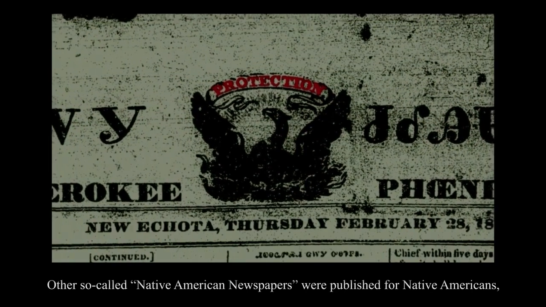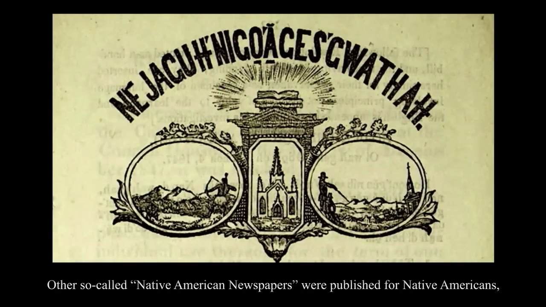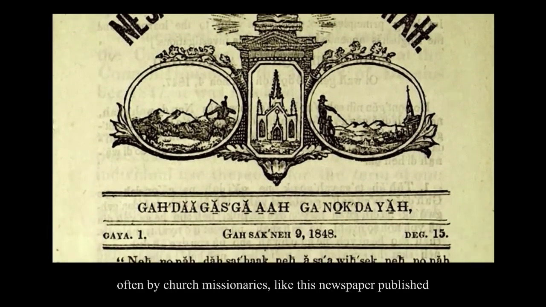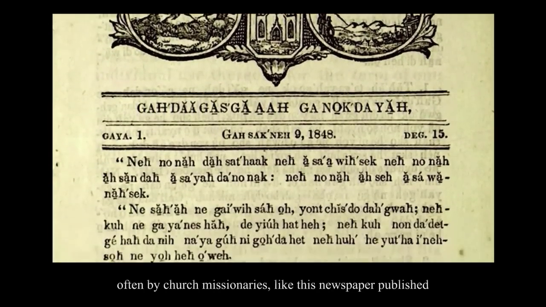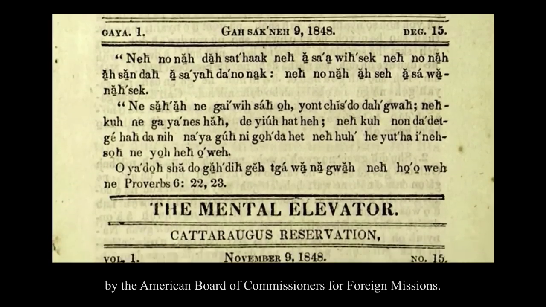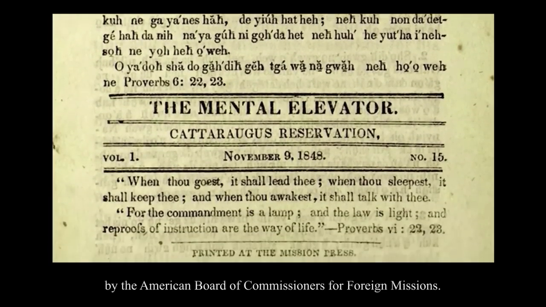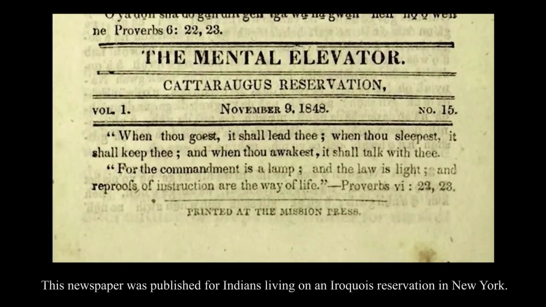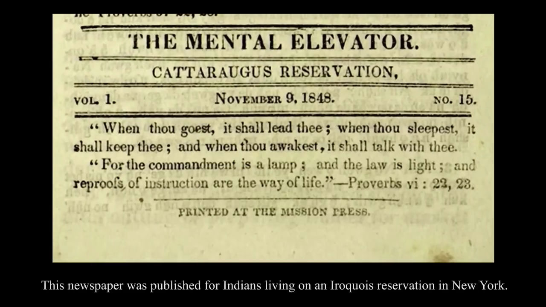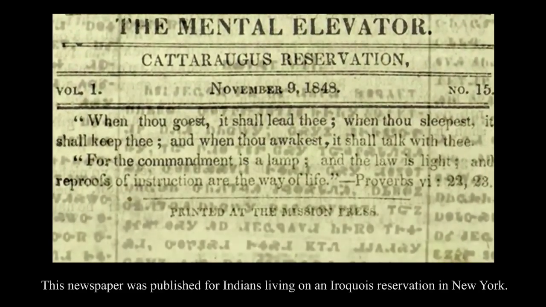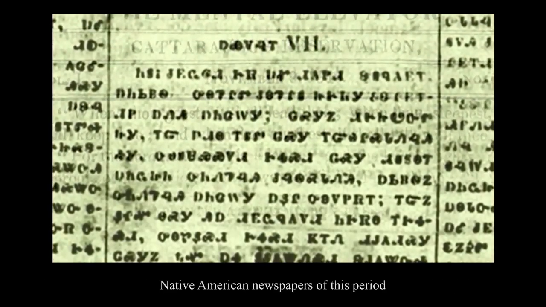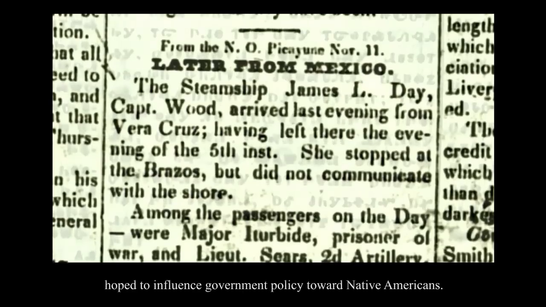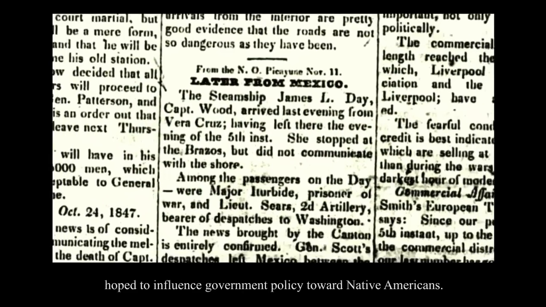Other so-called Native American newspapers were published for Native Americans, often by church missionaries, like this newspaper published by the American Board of Commissioners for Foreign Missions. This newspaper was published for Indians living on an Iroquois reservation in New York. Native American newspapers of this period could be in a native language or in English. If English was used, it was often because the publisher hoped to influence government policy toward Native Americans.